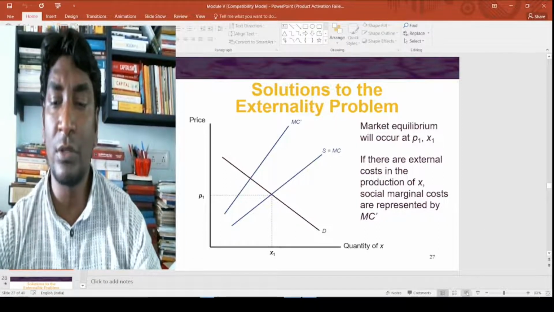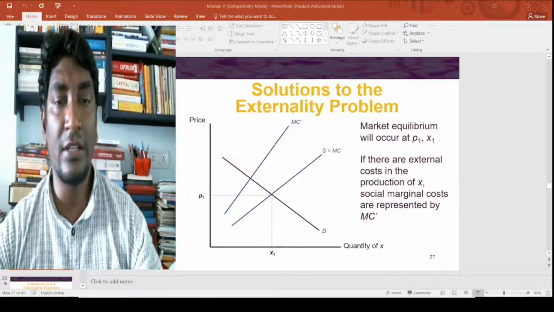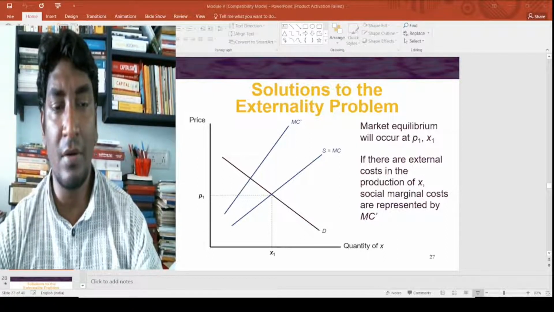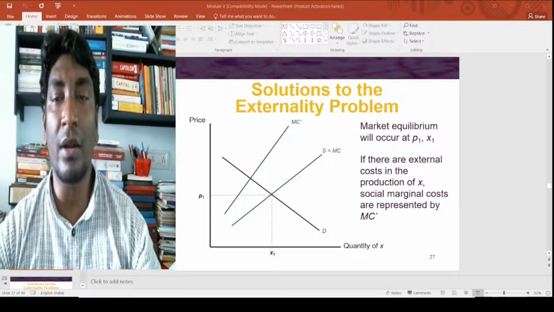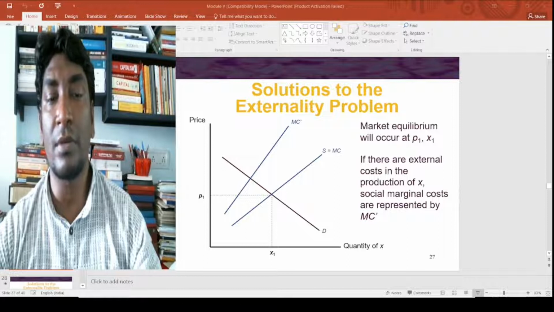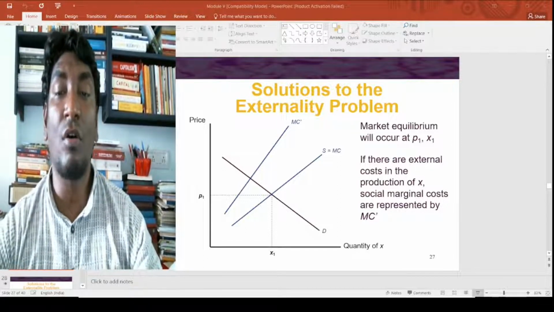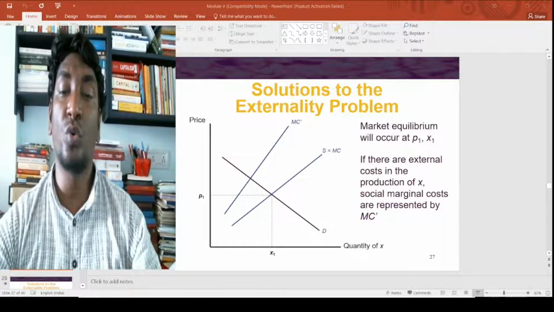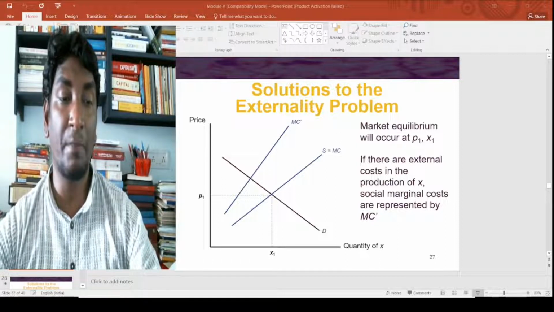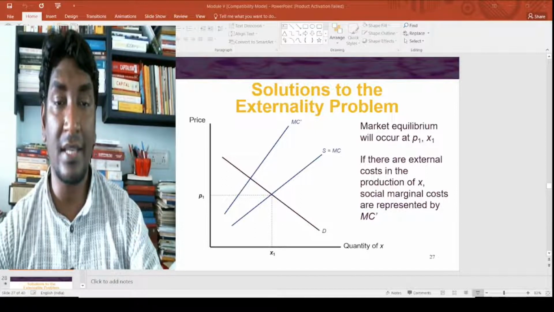So if you look into the graph, it is quite clear that you have a supply curve S, which is equal to MC, the marginal cost, and a demand function, and we have an X1 P1. In the original case, P1 is the price. Market equilibrium will occur at P1, and of course if you have an MC dash, that is, if there are external costs in the production of X, the social marginal cost is represented by MC double dash. So there is a price hike and a quantity shrinking that will take place if that is the case.